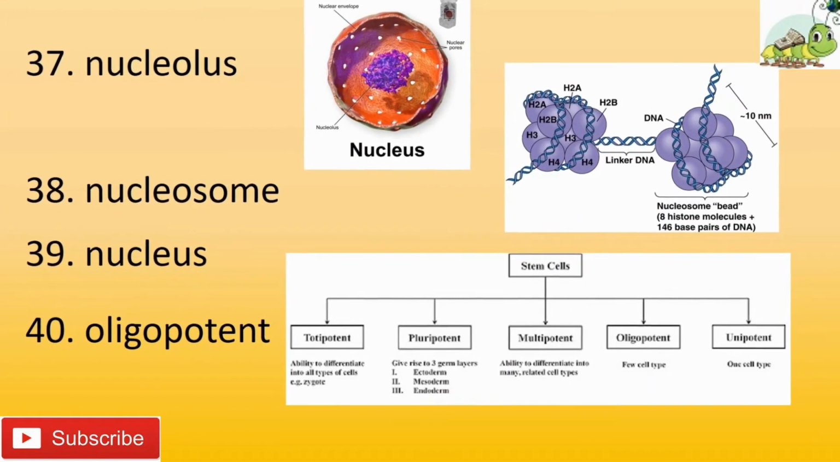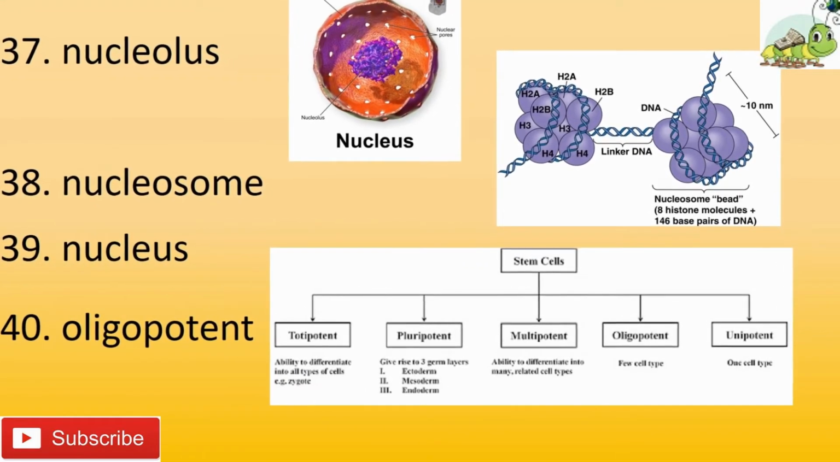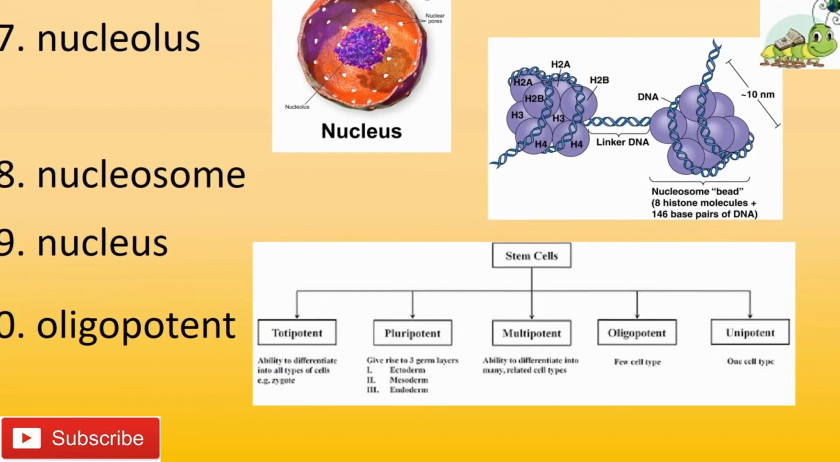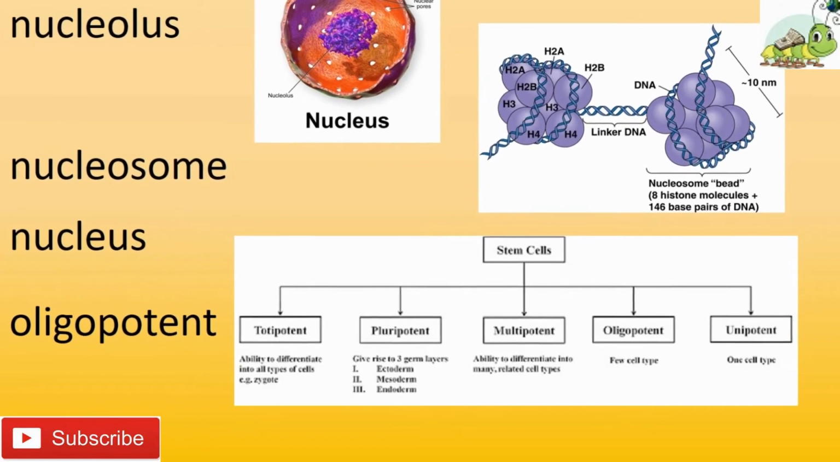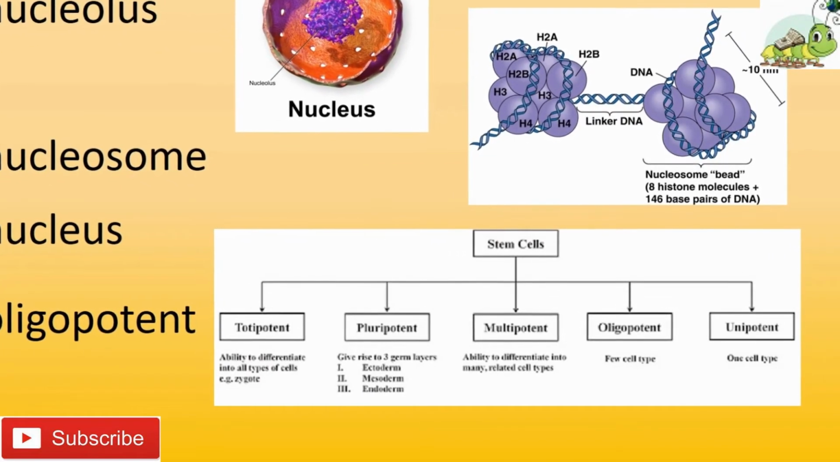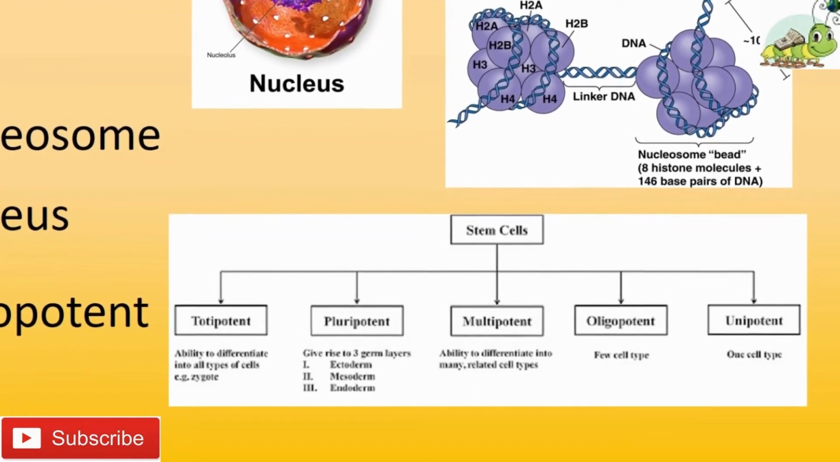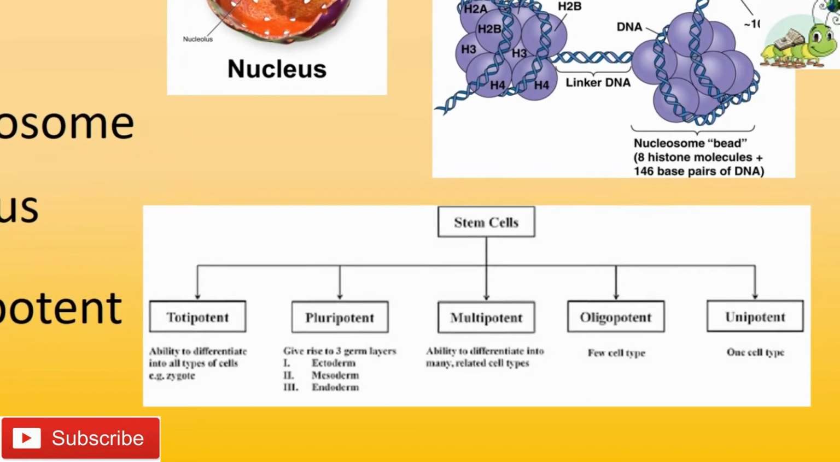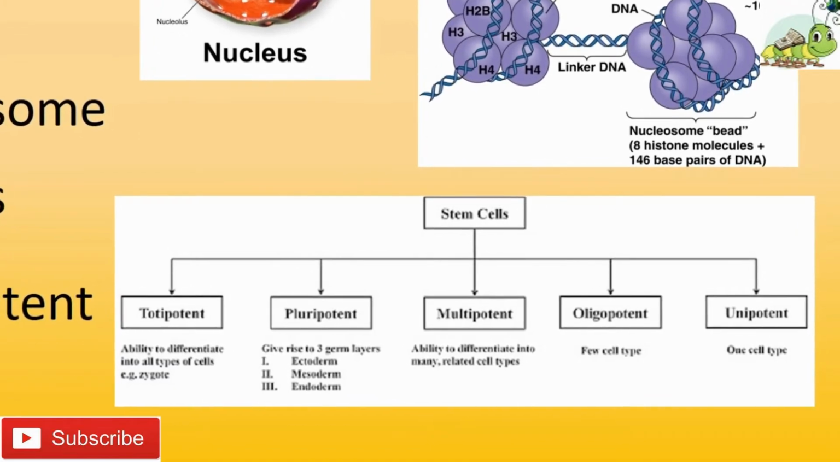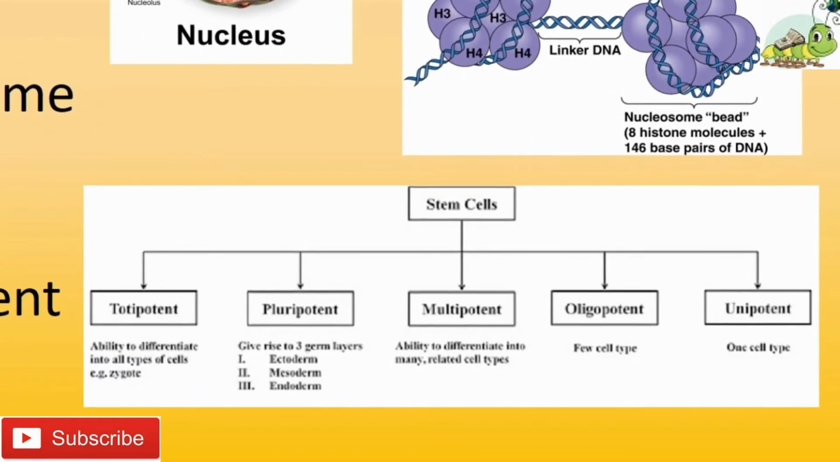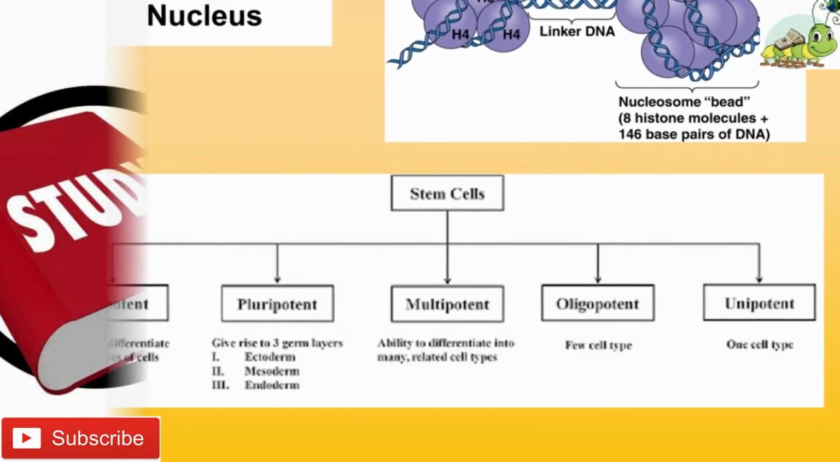And the last point, the 40. Oligopotent. Describes the condition of being more specialized than multipotency, the condition of being able to differentiate into one of a few possible cell types. This point is the last point of today's episode.